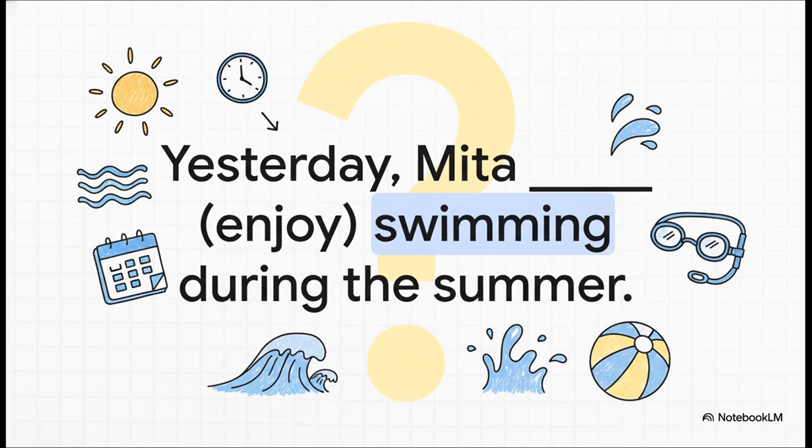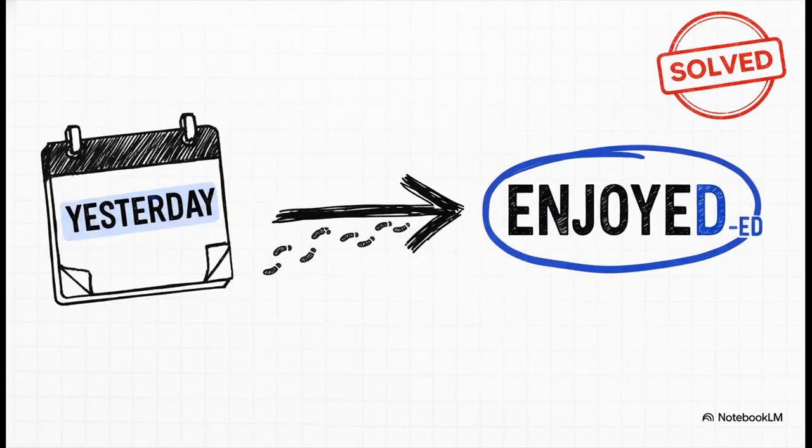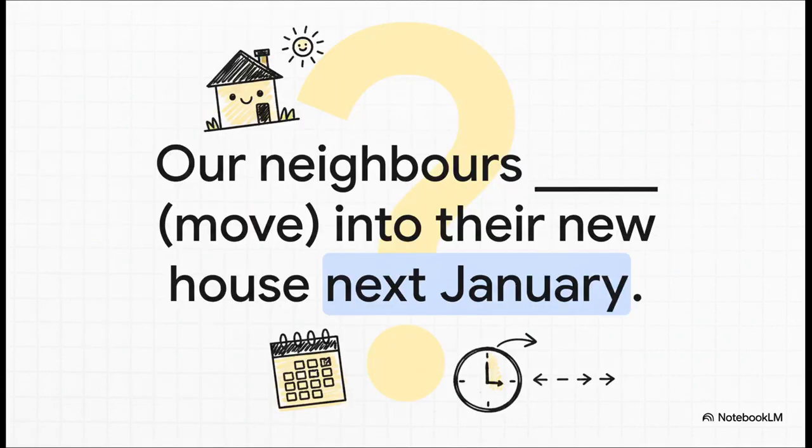Here we go. Yesterday, Mita, the verb is enjoy, swimming during the summer months. Okay, look carefully for the clue word. You got it. It's enjoyed. That clue word yesterday right at the start was a dead giveaway, wasn't it? It tells us this whole thing happened in the past. Great job, detective. Okay, last case.